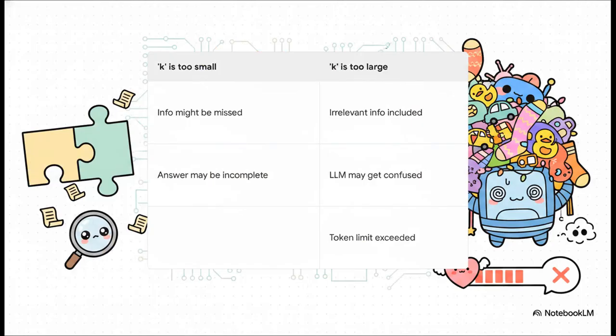And this right here, this is the classic trade-off. Think about it. If your K is too small, the AI might miss that one golden nugget of context and give you an incomplete answer. But if you crank K way up, you risk feeding it a whole bunch of irrelevant noise. That can confuse the model, or even worse, you might just run out of room and exceed its token limit. So the whole game is about finding that sweet spot.